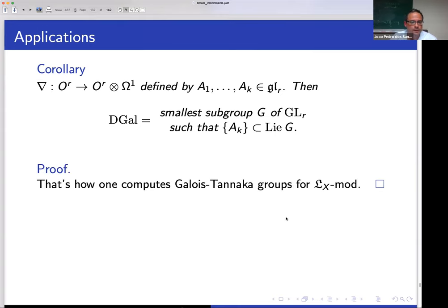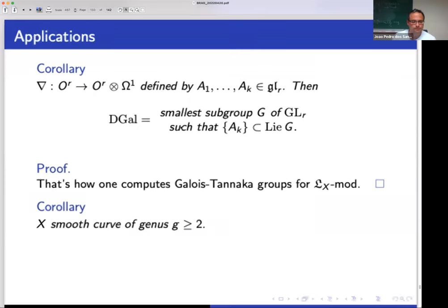So the proof is, as I said, how do you compute DGal? You compute this Galois-Tanaka group in the category of differential equations. As we showed, the Galois-Tanaka group in the category of differential equations is the same as the Galois-Tanaka group in the category of free differential equations, but the category of free differential equations is just the category of L_X modules, or representations of some Lie algebra. And this Lie algebra is the one giving you these matrices. So that's it.